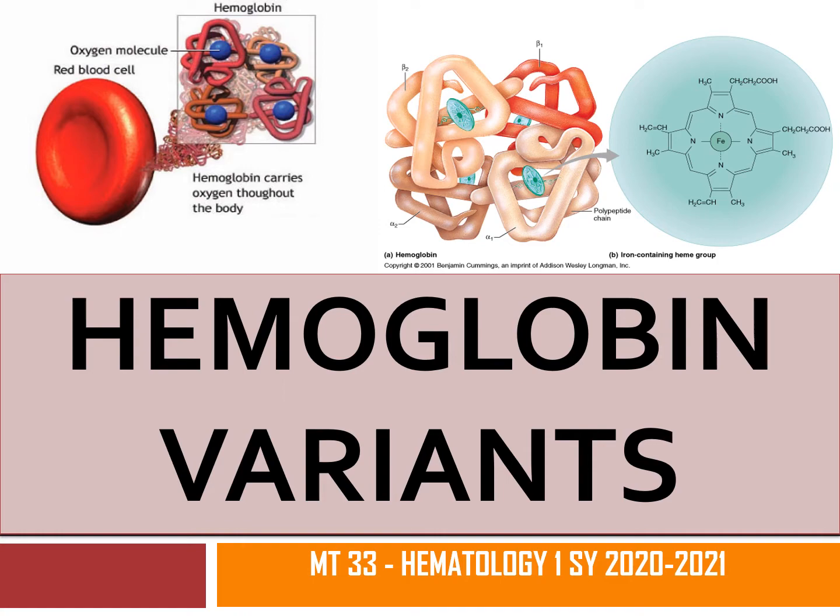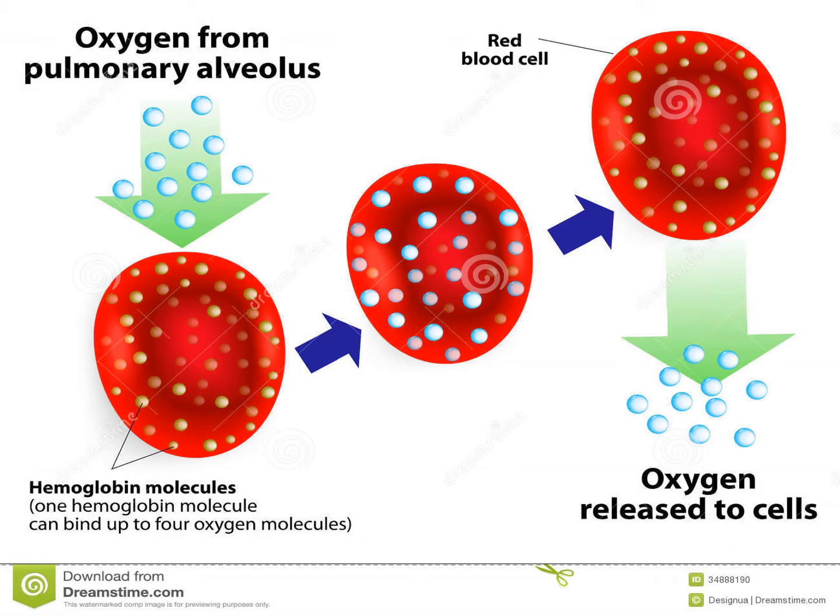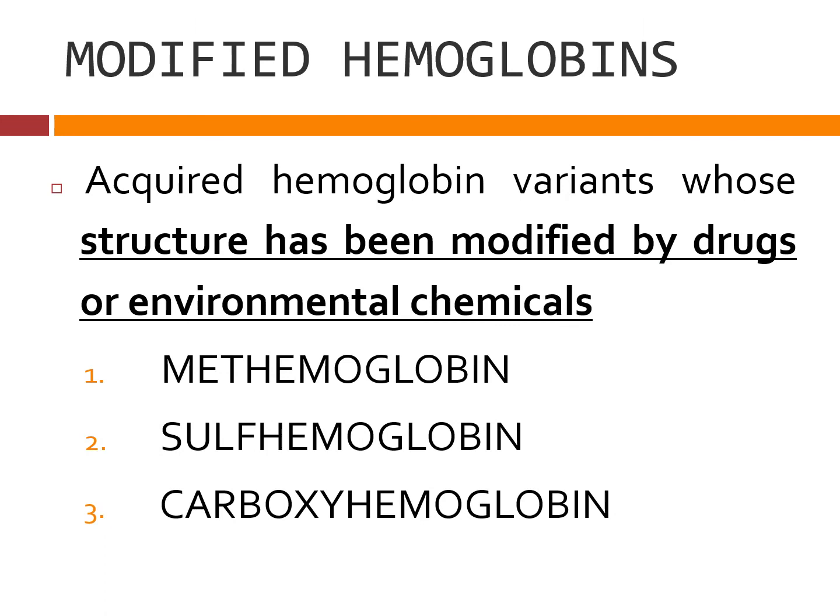So let's start. Okay, so I think you have encountered this photo before. It means the primary function of our red blood cells is to carry oxygen from the lungs and distribute it to the cells of the body. So, what are these hemoglobin variants?